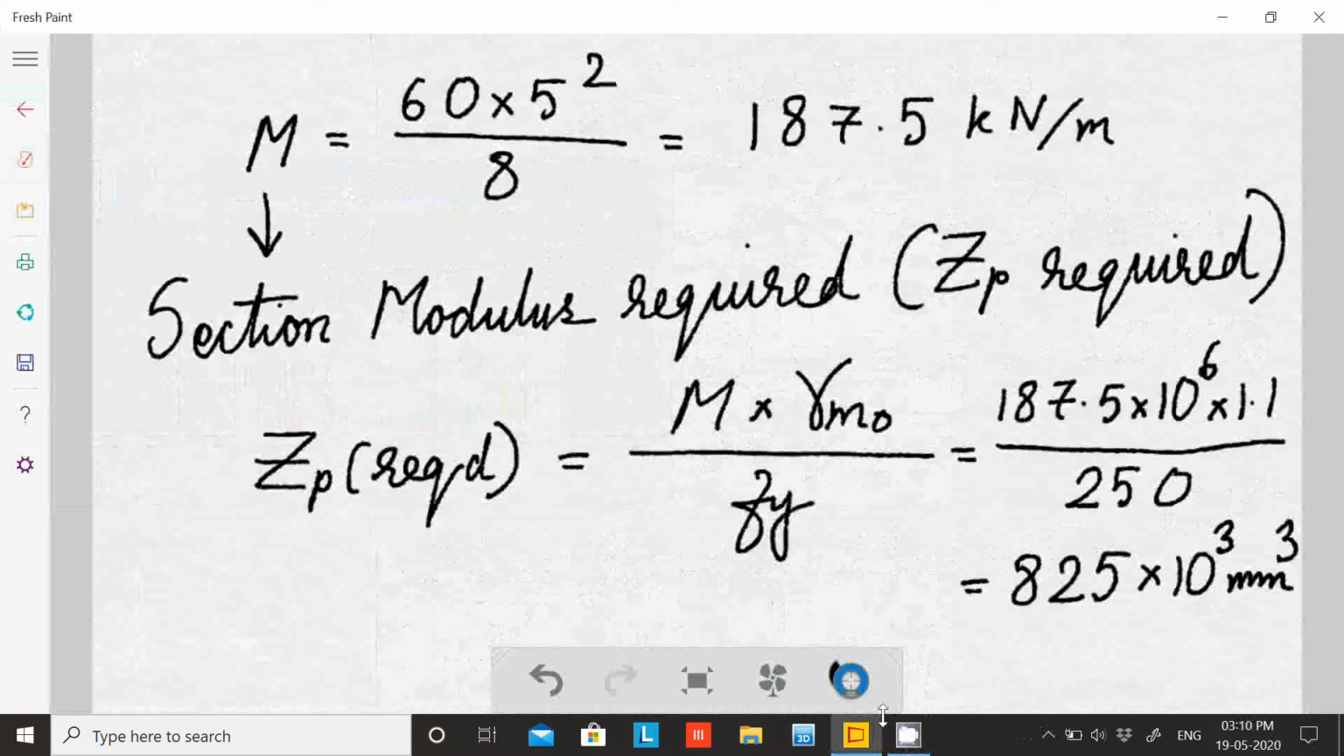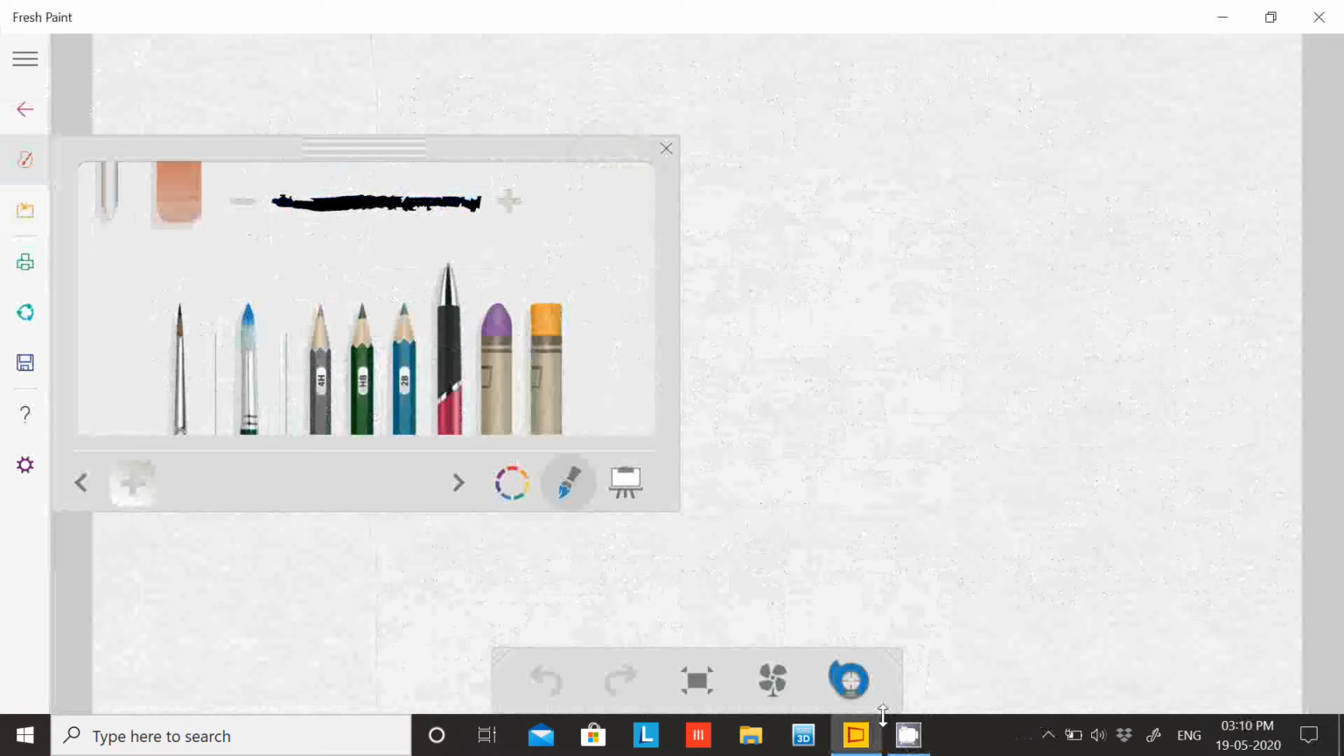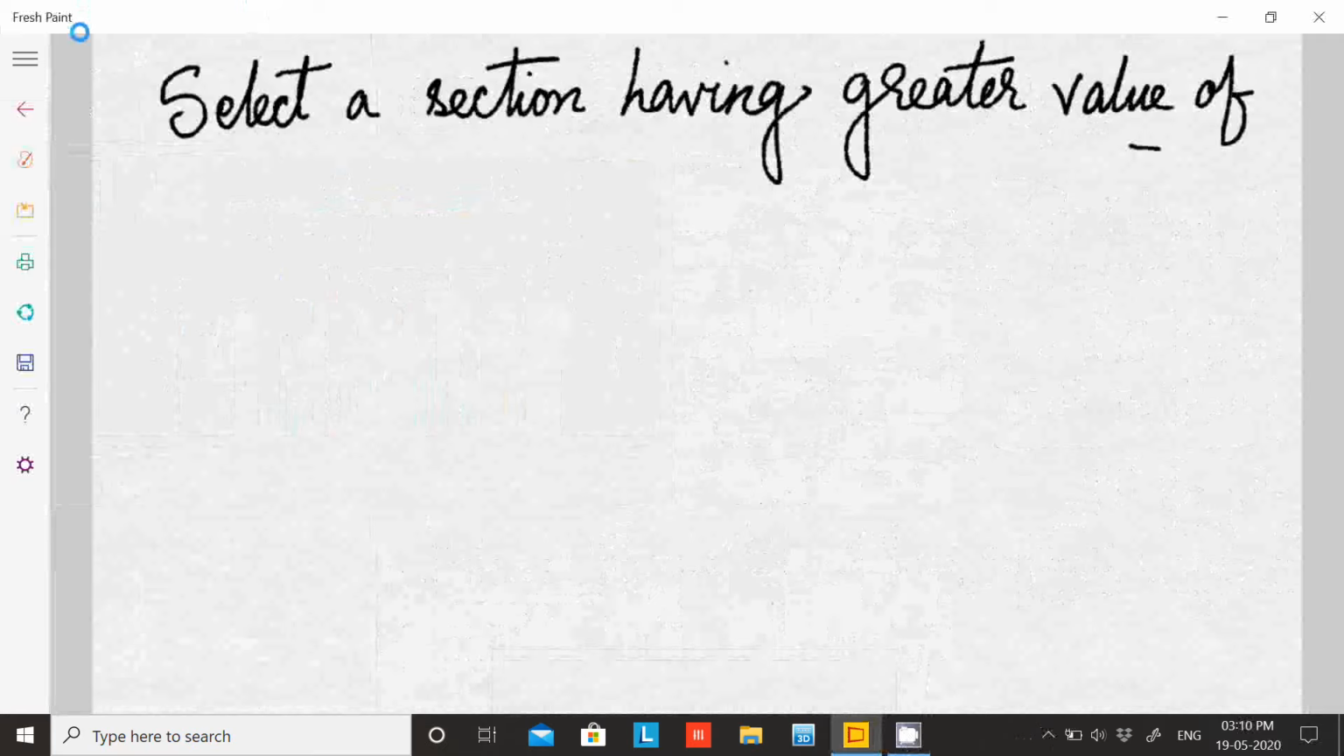So after the section modulus is obtained, we will try to provide a section in such a way that the section will have a section modulus greater than the section modulus required. So select a section having greater value of ZP.